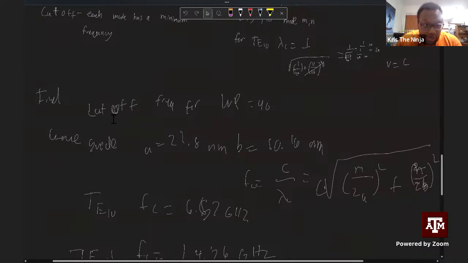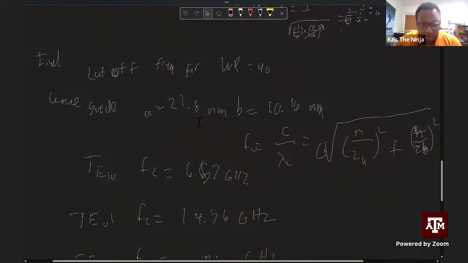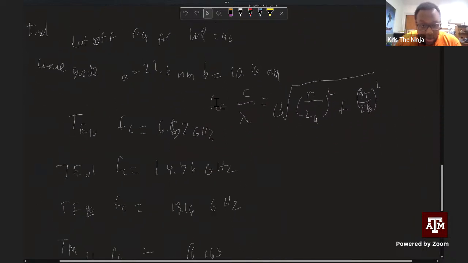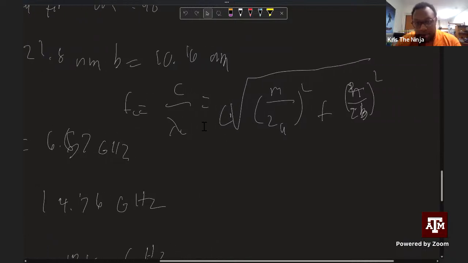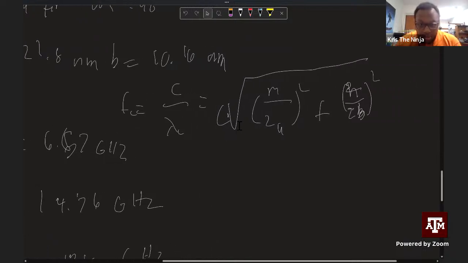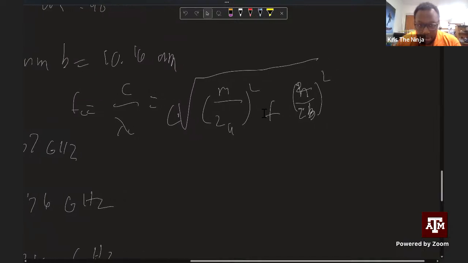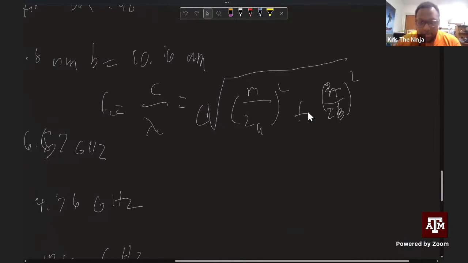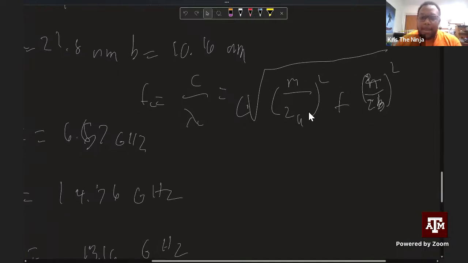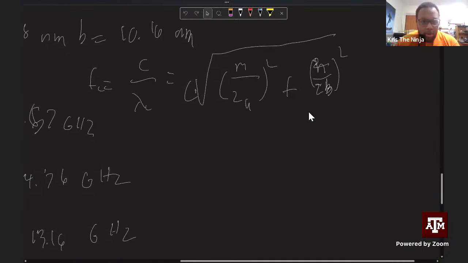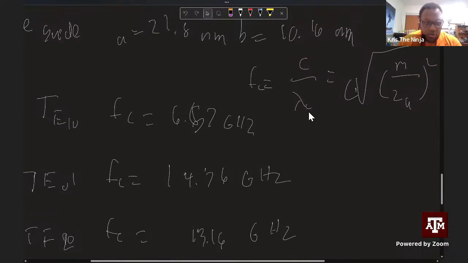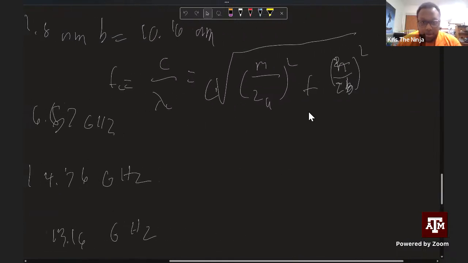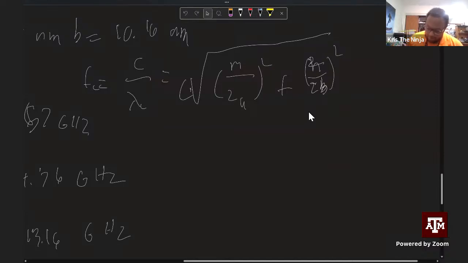So this is a real waveguide. Find the cutoff frequency for a WR90 waveguide with an A of 22.8 millimeters and a B of 10.16 millimeters. So FC, as you can see, is C over wavelength, or you can multiply the speed of light by this value because you have 1 over 1 over, and just like I explained before, you multiply by the reciprocal. So assuming that you have a TE01 or 10, if you do this with 10, you can find the cutoff frequency for that.